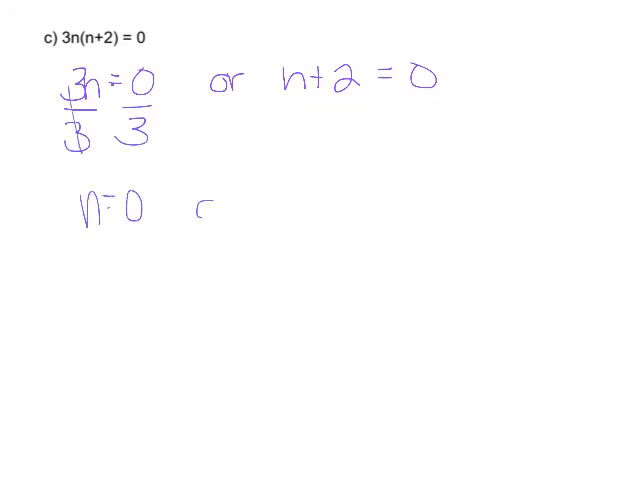Go ahead and pause the video, and try this one on your own. So you should have set both of these equal to 0, or n plus 2 equals 0. And when I divide by 3, I'm going to get that n equals 0, or n equals negative 2. Because to solve for this one, I would have subtracted 2 from both sides.